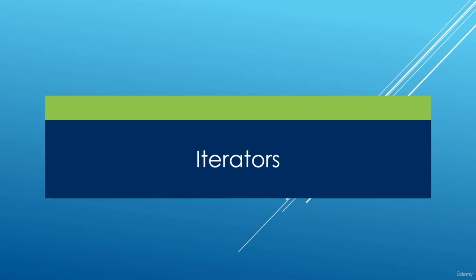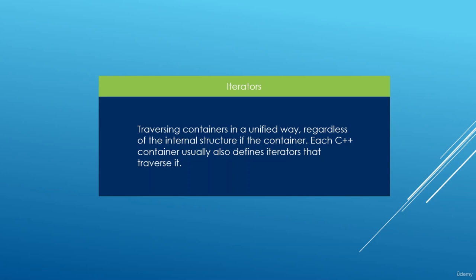In this lecture, we're going to learn about iterators. Iterators are pointer-like types that we can use to traverse different kinds of containers without caring about the internal structure of how the container is set up.